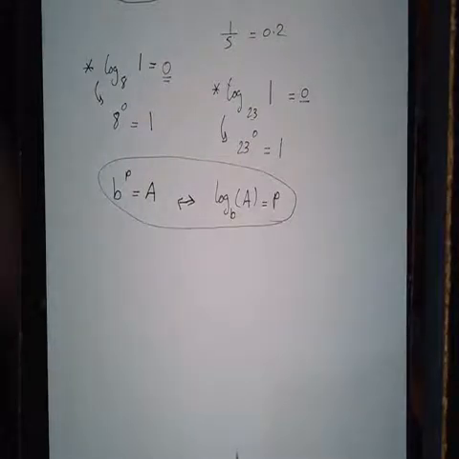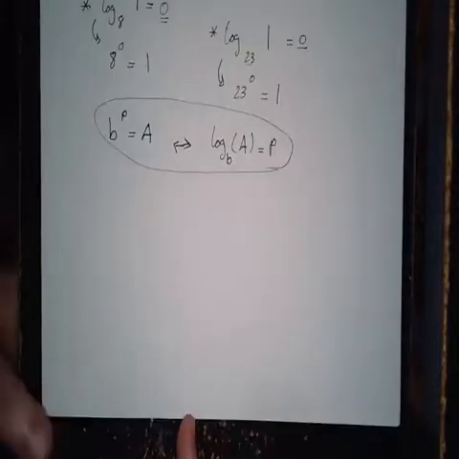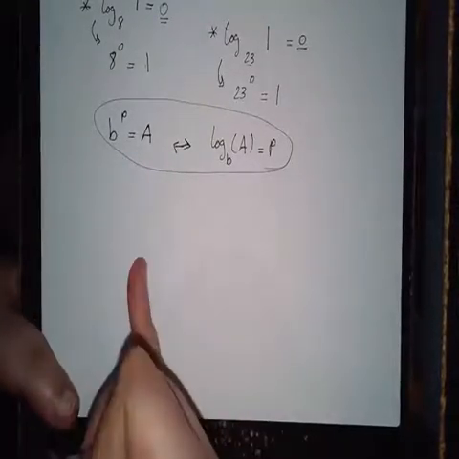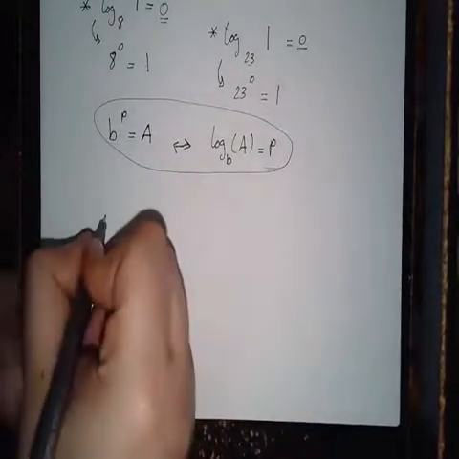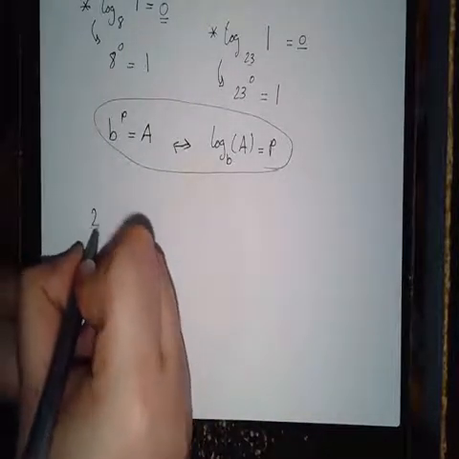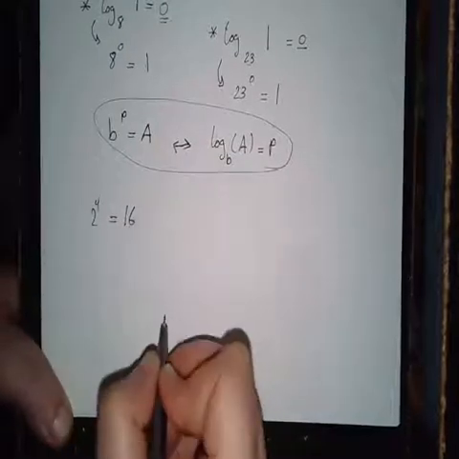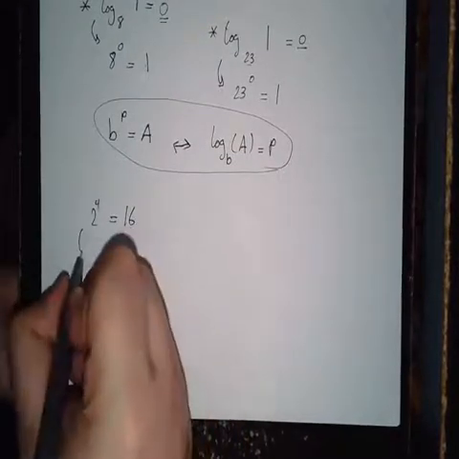Now we'll do it in reverse. Okay, you guys? I'm going to give you a few examples of exponential form, and we're going to write them in log form. Okay? Here we go. How about 2 to the power of 4 equals 16. Now I want to write this in log form.